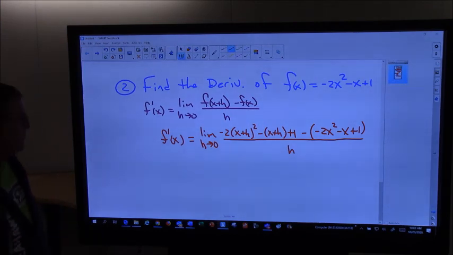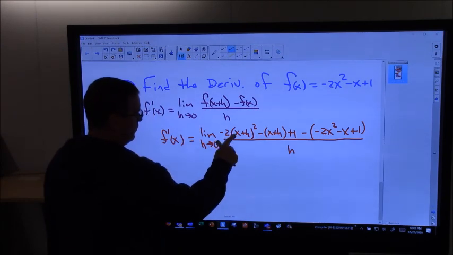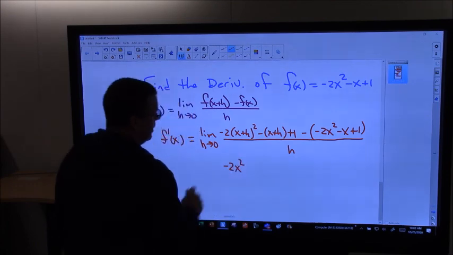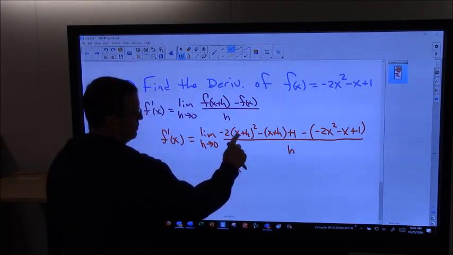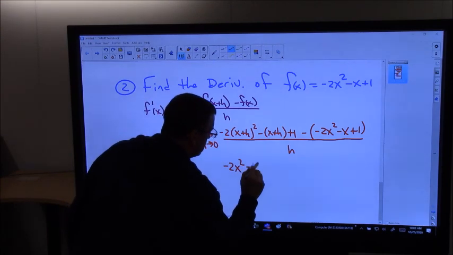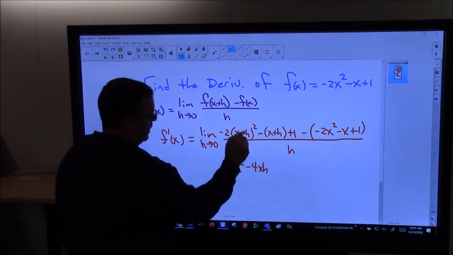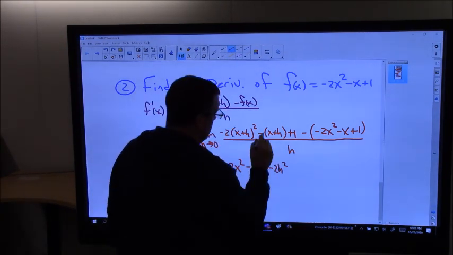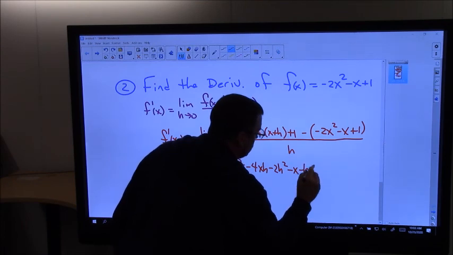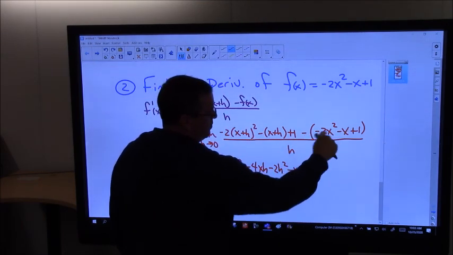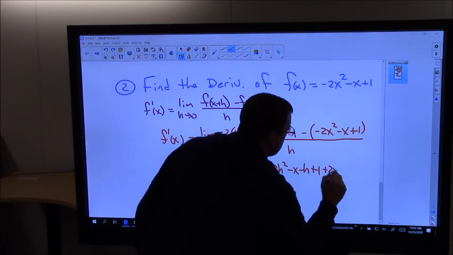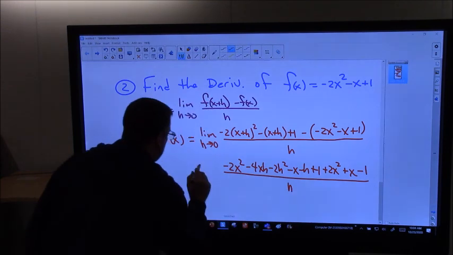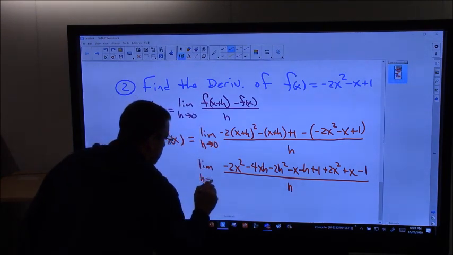And now I just got to simplify that. So square the first term and multiply it by a negative 2. Multiply the 2 and double it, so that's 2xh times a negative 2. Square the last term, so that'd be h squared times a negative 2. Minus x minus h plus 1. And opposite of everything I see here. Plus 2x squared plus x minus 1. All over h, limit as h approaches 0.